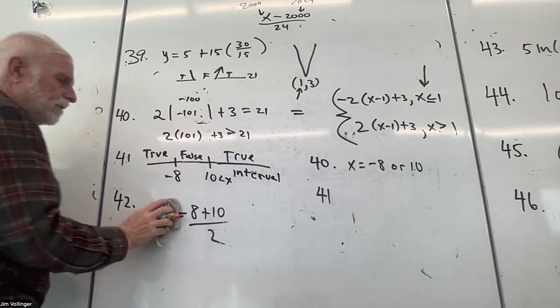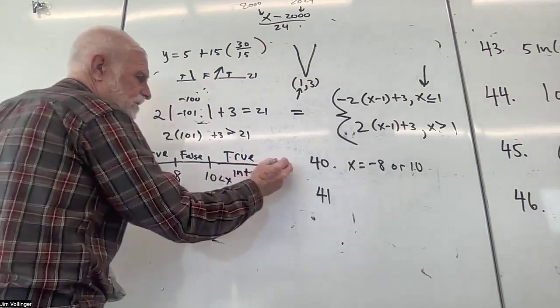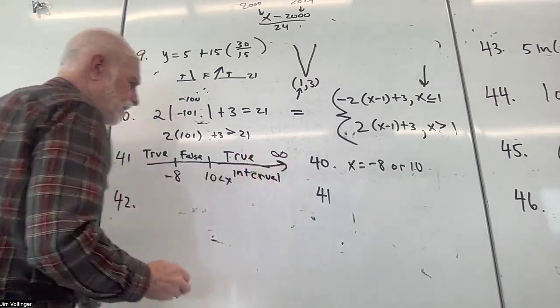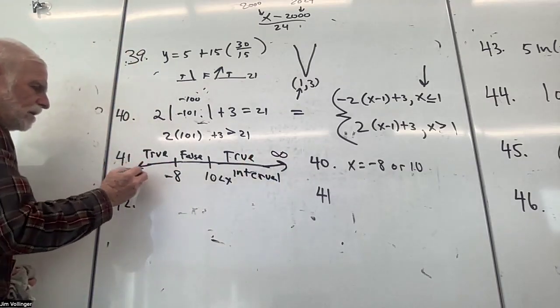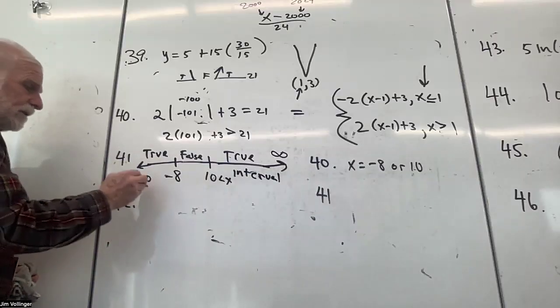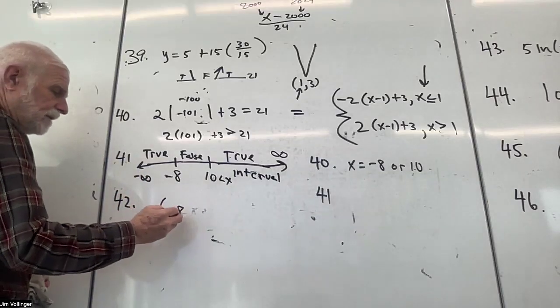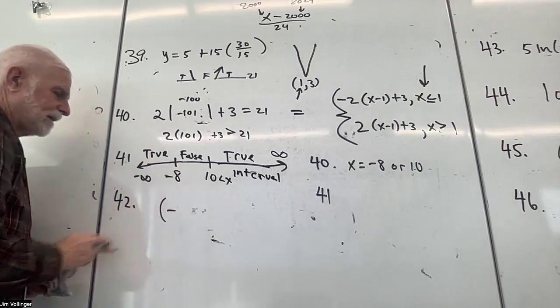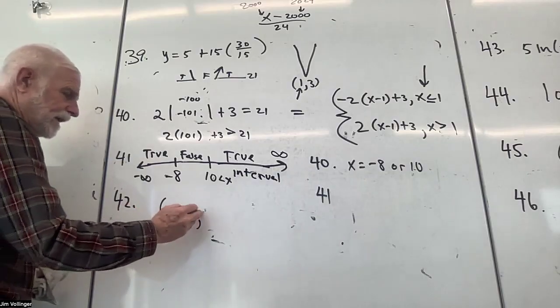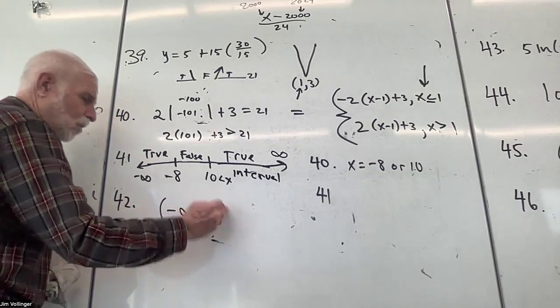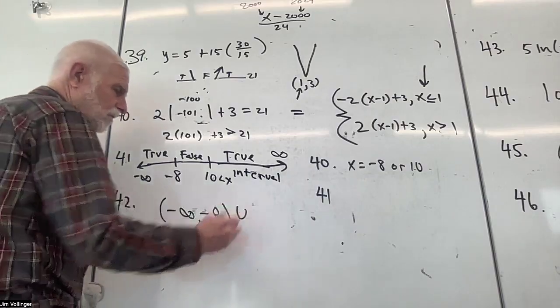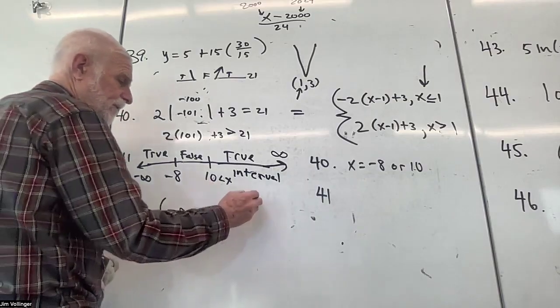And we're trying to learn interval notation. So where does this go? Positive infinity. Where does this go? Negative infinity. I think the interval negative infinity to negative 8 works. And so does 10 to infinity.